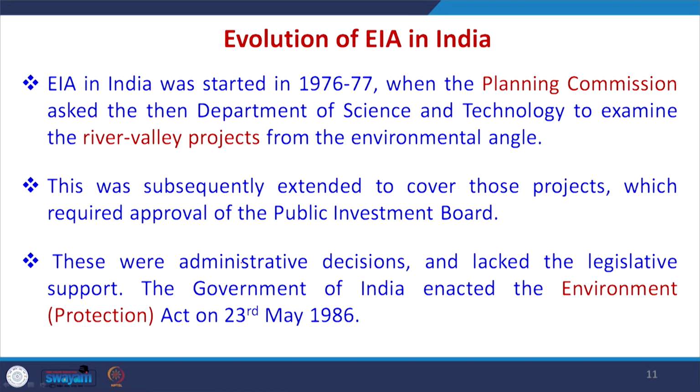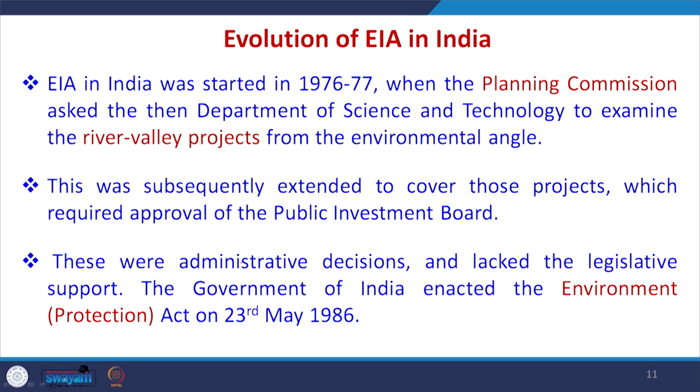Evolution of EIA in India. So, EIA in India was started in 1976-77 when the Planning Commission asked the then Department of Science and Technology to examine the river valley projects from environmental angle. So, this was the first case where in India in a way EIA was started. This was subsequently extended to cover those projects which required approval of Public Investment Board. So, further it was extended. Then there were administrative decisions and lacked the legislative support.